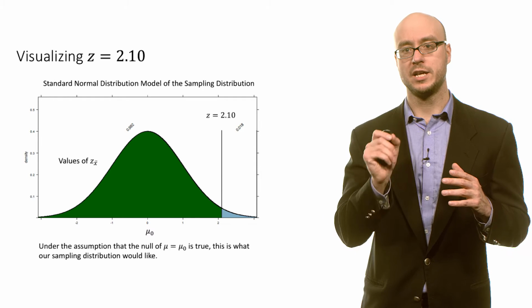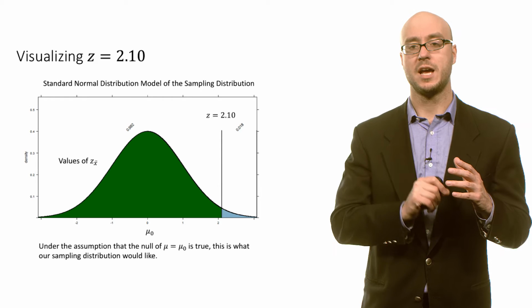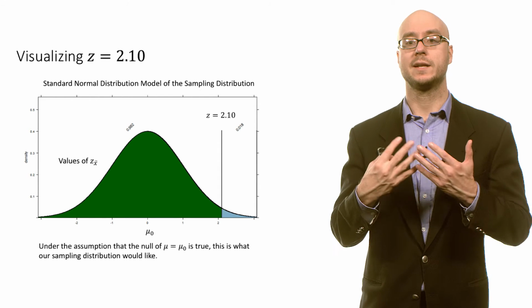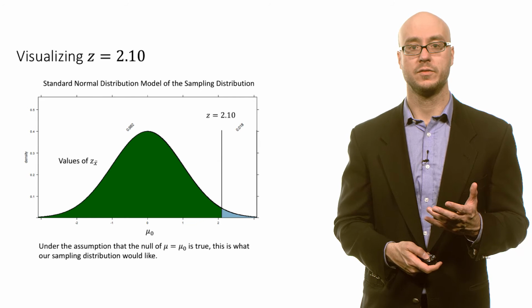And we use that location of the z-test statistic on this standard normal distribution model of the sampling distribution to make decisions, right? To either reject the null or fail to reject the null. So we're going to do this by the critical values approach as well as the p-value approach. So let's first look at the critical values approach.